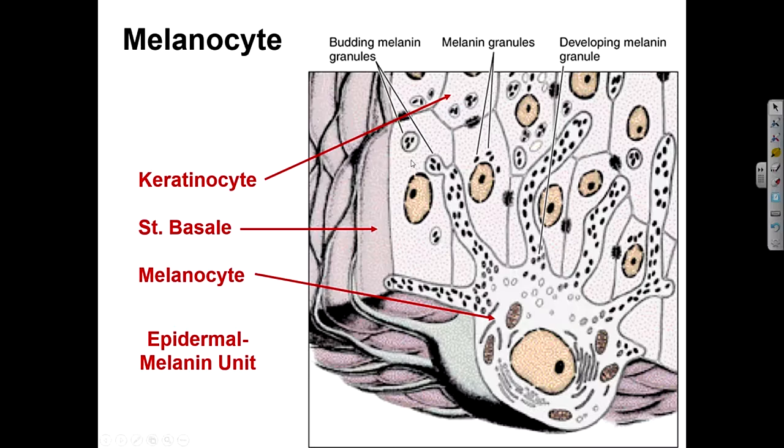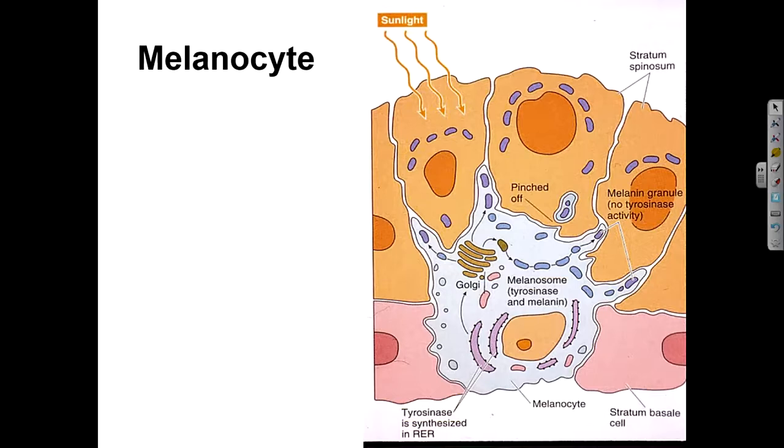So the keratinocytes are accumulating melanin granules from a melanocyte. And it turns out that these melanin granules, as they're secreted into adjacent cells, tend to accumulate in the cytoplasm between the nucleus and incident light, okay? So the melanin granules, in fact, are acting as a barrier to sunlight to protect the DNA from ultraviolet radiation damage. You can see that here.